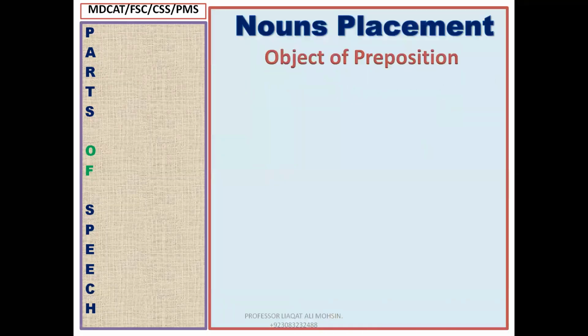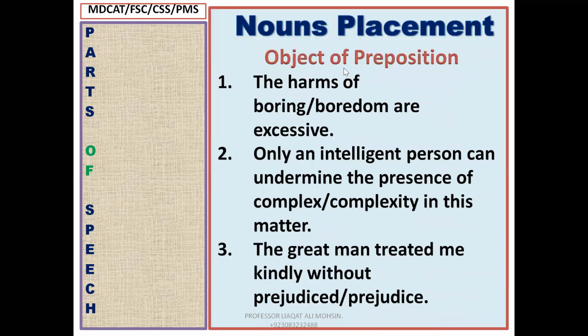Next function of a noun is object of preposition. As the name is evident, it is used as an object after a preposition. Whenever a preposition is used, it is used as an object of preposition. Now see the harms of boredom.